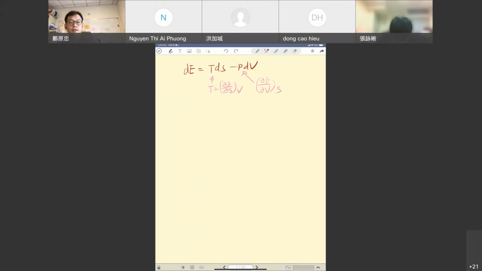So if we now take the derivative of T with respect to V, so partial T, partial V at constant entropy.